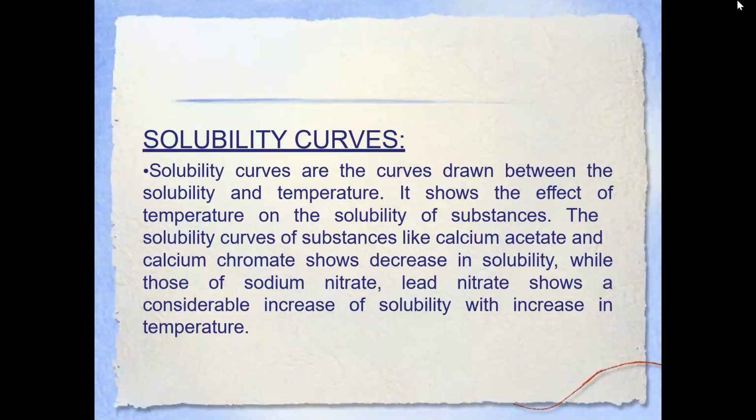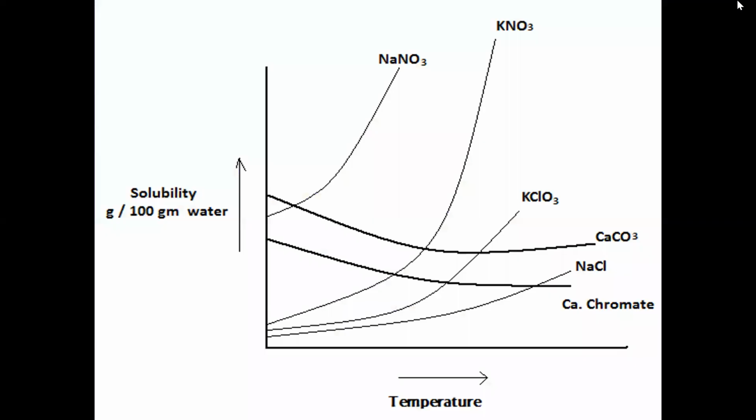These are the solubility curves. On the x-axis is temperature, on the y-axis is solubility, that is grams of a particular solute per 100 grams of water. The solute may be sodium nitrate, potassium nitrate, or sodium chloride, and these are the different solubility curves of different solutes.